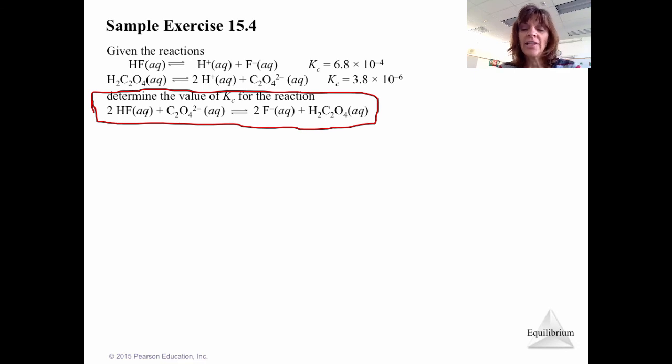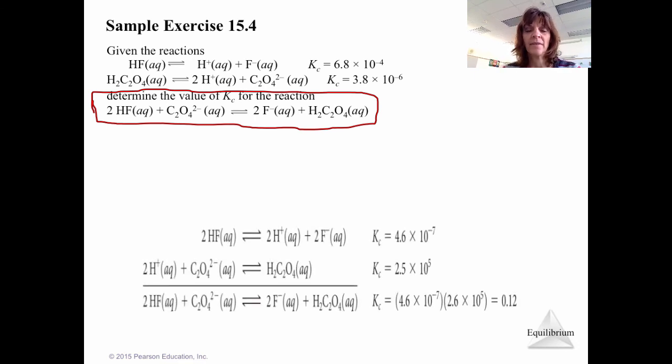Okay, let's see how you did. All right, notice the first reaction needed to be multiplied by 2 so that you have 2 HFs in the equation. Then you have to take the Kc value and multiply it by 2. The 6.8 times 10 to the negative fourth, times 2, becomes 4.6 times 10 to the negative seventh.